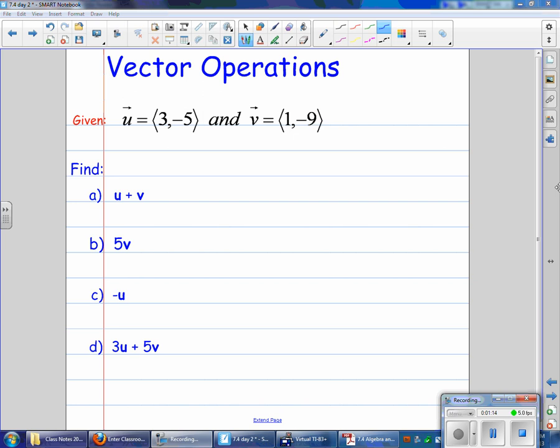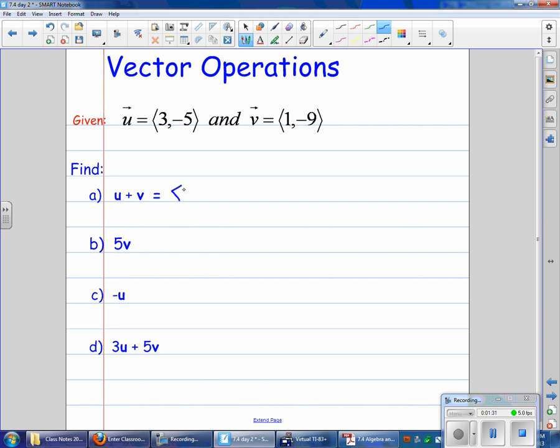So let's take a look at the first one. These vector operations are actually very nice. It's a heck of a lot nicer to do this when we have these things written as position vectors than trying to draw the sketches and tail to tip. This is just going to be a little more accurate. So here's how we find the resultant, or the sum of two vectors.